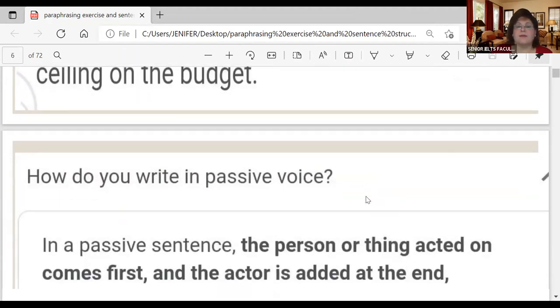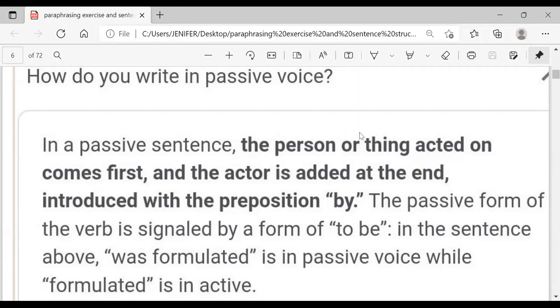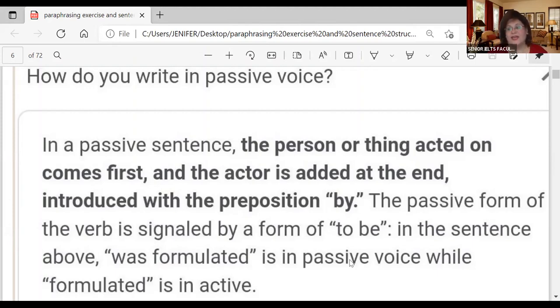Now, coming to the next thing. How do you write in passive voice? Many children get confused. In a passive sentence, the person or thing acted on comes first, and the actor is added at the end. For example, Manindra is riding a bike. So Manindra is the subject. Riding is a verb; he is performing the action. So a bike has been, what will come? Who is going to tell me? Come on, guys. Ridden by Manindra. Very good. Excellent. Lovely. So this is how you will be changing the sentence from active to passive and passive to active.